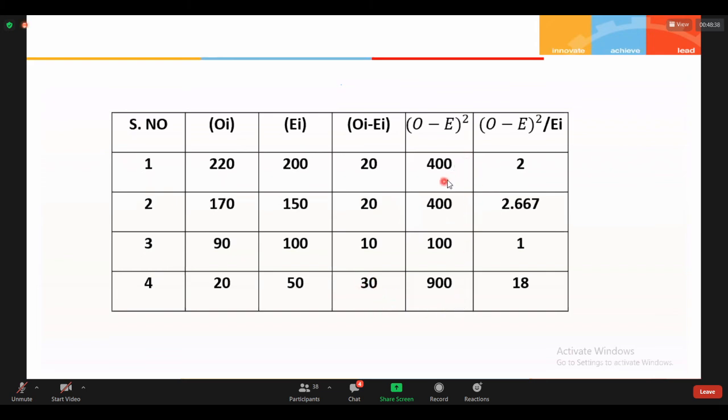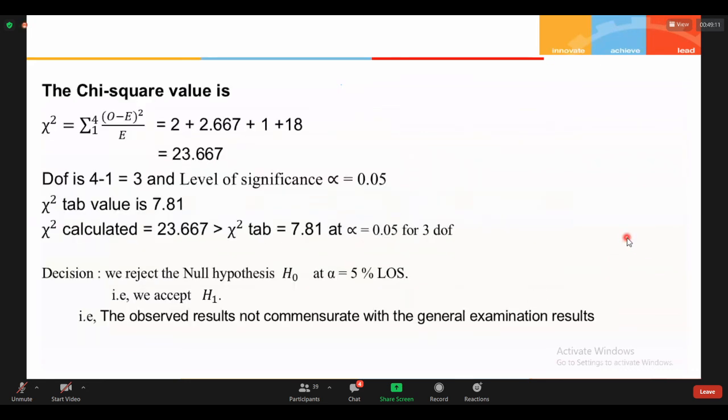We have to divide these values by the corresponding expected frequencies. 400 by 200, this value is 2. Next, 400 by 150, the value is 2.667. Next, 100 by 100, 1. Next, 900 by 50, 18. We have to add these values. We get the summation of Oi minus Ei whole square by Ei.